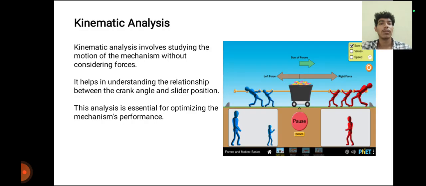Kinematic analysis. Kinematic analysis involves studying the motion of the mechanism without considering force. It helps in understanding the relationship between the crank angle and the slider position. This analysis is essential for optimizing the mechanism's performance. Observe in this figure.